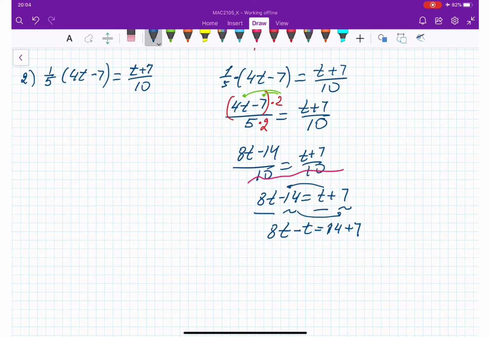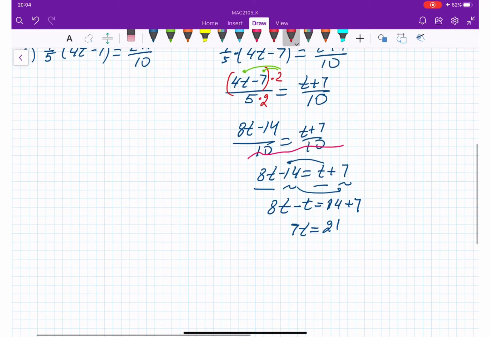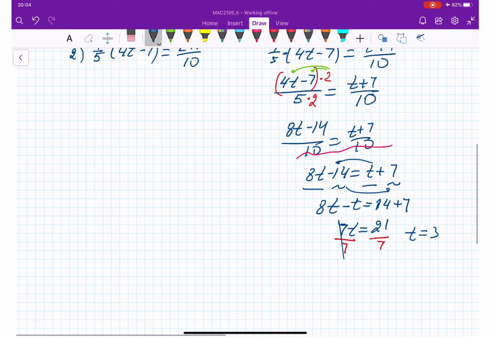So 8t minus t is 7t, and we get 14 plus 7 is 21. So we divide by 7, and we get t is equal 3.